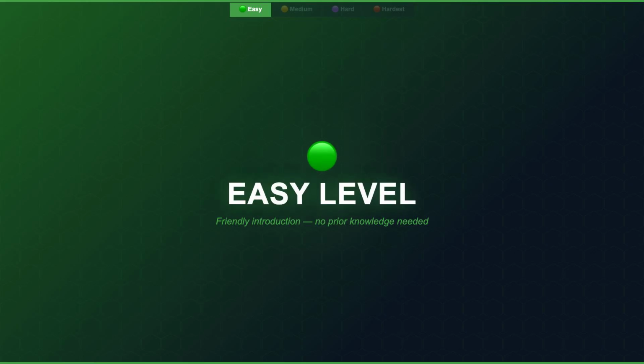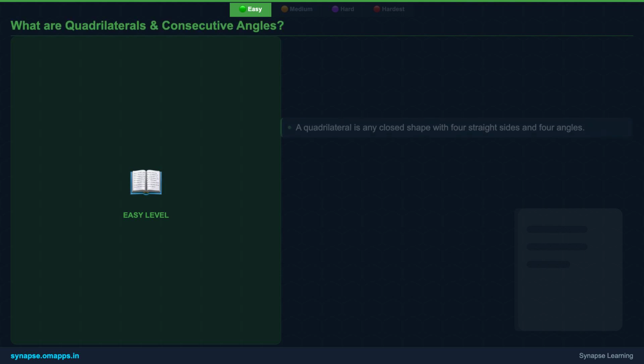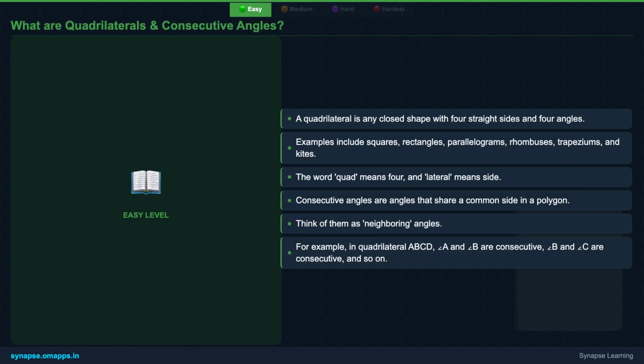Ready to kick off our exploration? Let's start with the basics and build a strong foundation. Imagine any four-sided shape, that's a quadrilateral. From squares to kites, they're everywhere. Now, think about angles that share a side, like neighbors. We call these consecutive angles. They sit right next to each other, forming a pair. Understanding these two simple ideas is our first step to unraveling their secrets.